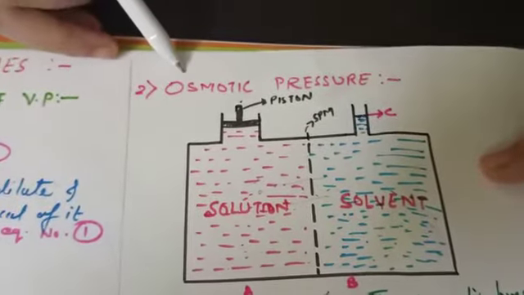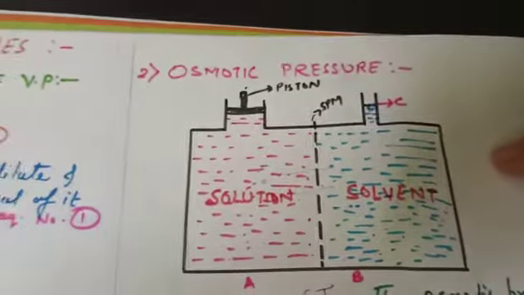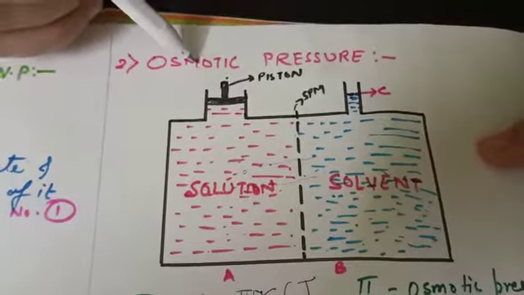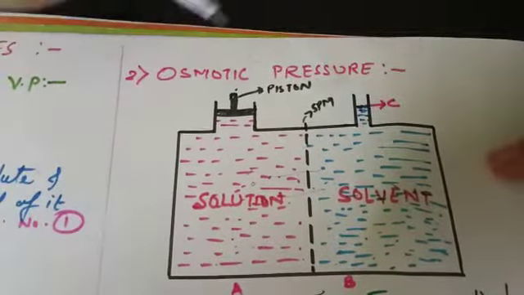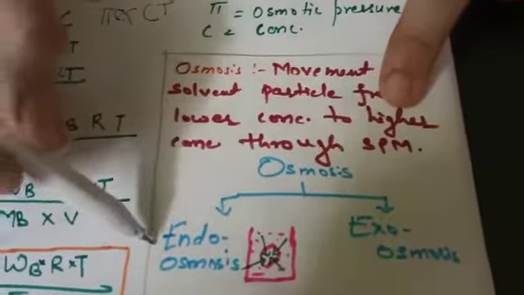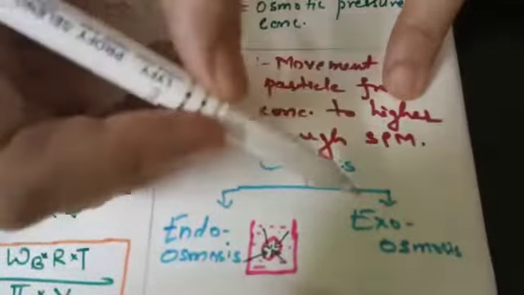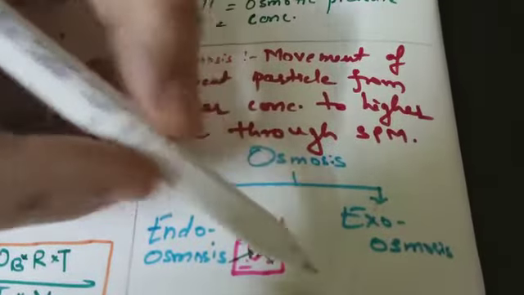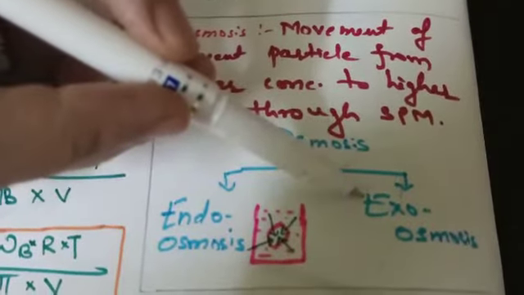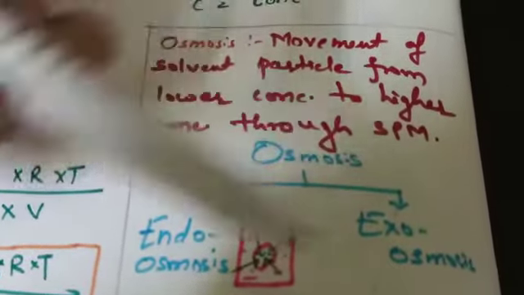Osmotic pressure, the first topic is osmosis. What do you mean by osmosis? The movement of solvent particles from lower concentration to higher concentration through a semi-permeable membrane is known as osmosis. Here I have written: osmosis can be classified into two categories, that is endoosmosis as well as exoosmosis. Endo means inward, whereas exoosmosis means outward flow. So endoosmosis means the movement of solvent particles inside the cell, and exoosmosis means movement of solvent particles from the cell into the container.